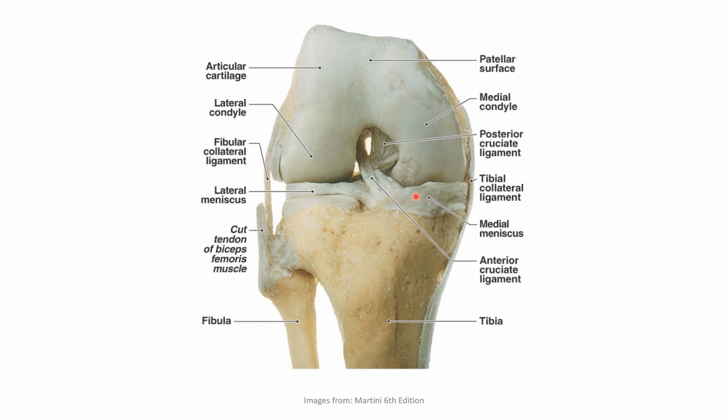Okay, so in between the condyles here are the meniscus. So on this side, this would be lateral meniscus and medial meniscus.